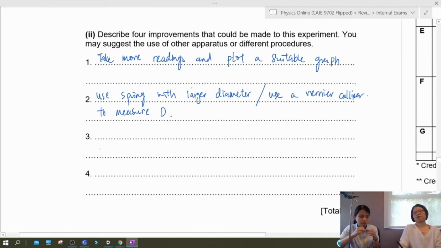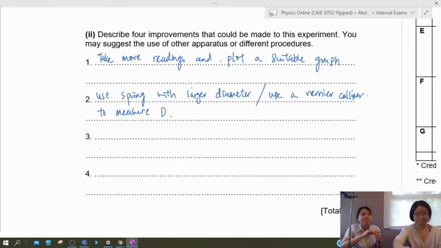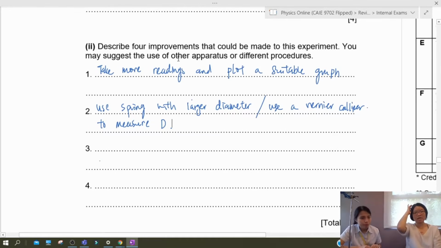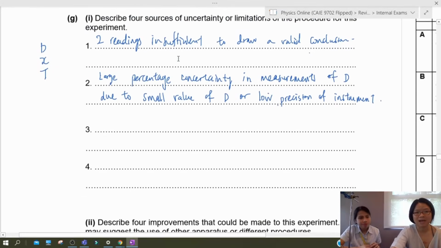Please be specific. If the examiner wants to be very strict, you just write use a vernier caliper, and you never tell me the vernier caliper is used to do what, no marks. So to be safe, we want to be as detailed as possible. Means can I write number 2 use a spring with larger diameter, number 3 use a vernier caliper to measure D? Isn't that the same problem? Same problem, the solution will only have 1 mark. So cannot. So we try to find a different problem. So we talked about D already. Can we talk about X?